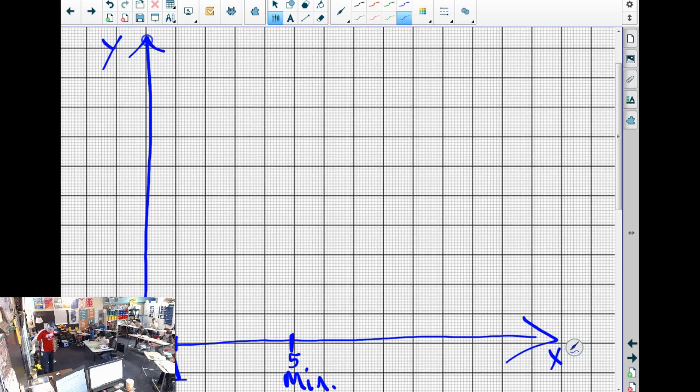So if I need to go to 85, what should I make my scale? Every box could be worth 10. So we put a 10, 30, 50, maybe I skip a couple. Graph this.